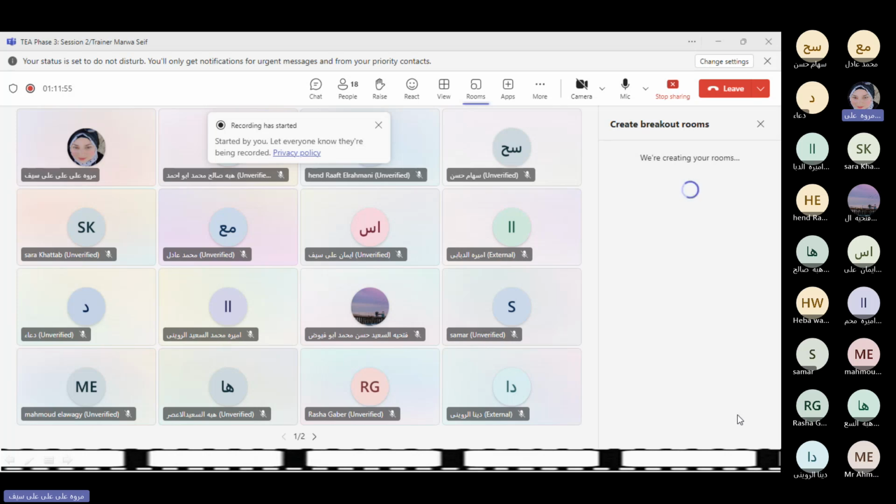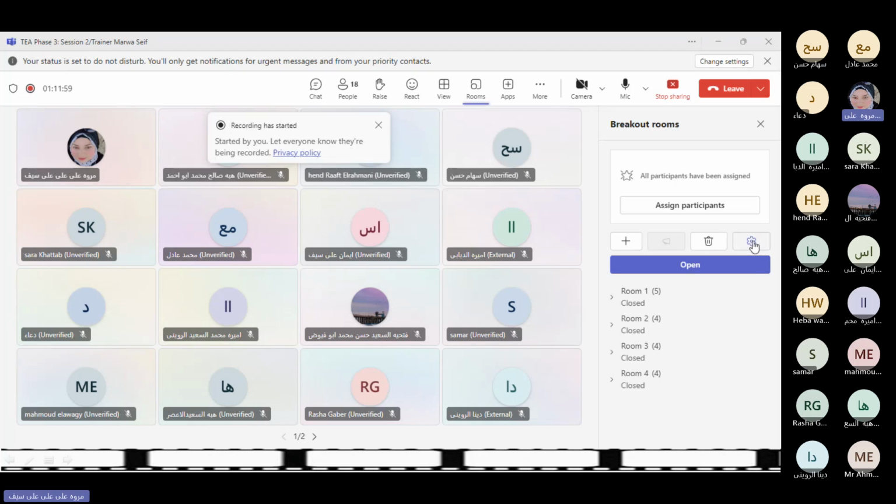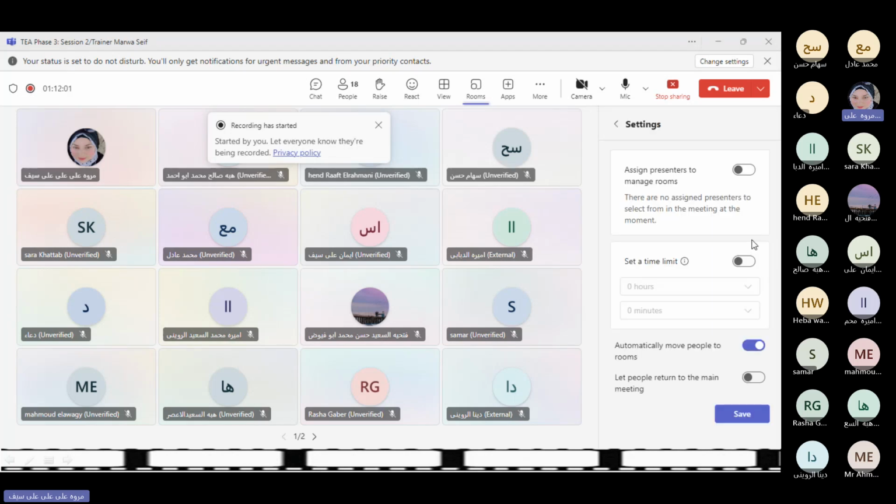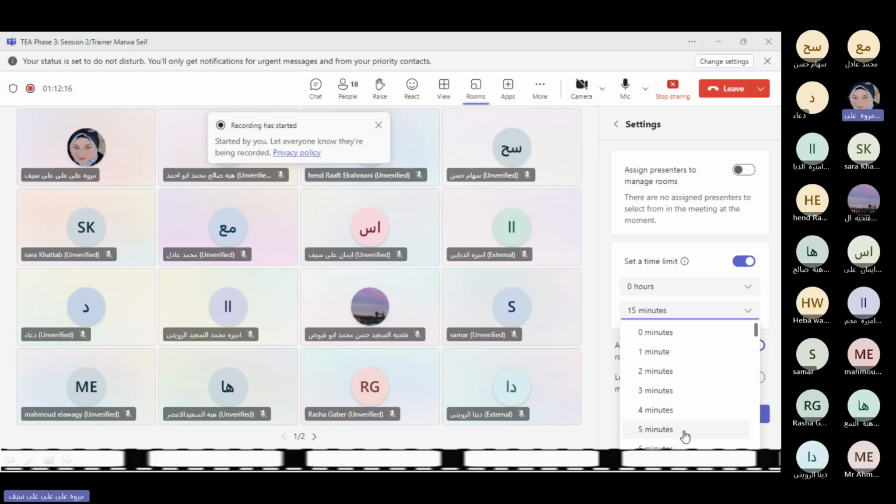5 minutes for this. And let me just assign presenters. You have to assign the spokesperson of every group, the one who is going to speak when we come back to share together. Okay? Set a time limit. We have 5 minutes. Let it be 5 minutes to discuss everything. Automatically move to the main room. Yes, let people return to the main room meeting. Automatically move people to the rooms and automatically return. Okay, so saving the settings. Let me open the room.